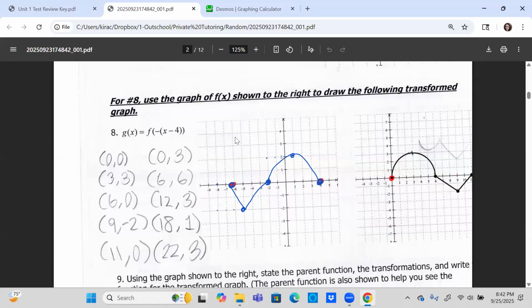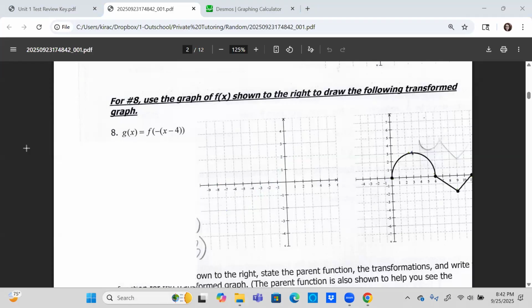What you could do, now again, this might take a little longer, and this is what I was kind of telling my student to do, but it will work. Just going to take a minute. Write down the original points. Not all of them, but a couple. So the same ones I just did when I was drawing. So we have 0, 0, we have 3, 3, we have 6, 0, and we have 9, -2, and we have 11, 0.